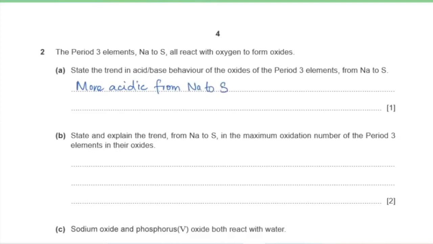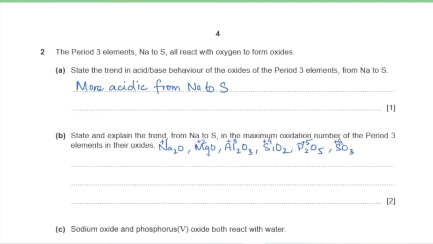Part B, state and explain the trend from sodium to sulfur in the maximum oxidation number of period 3 elements and their oxides. Sodium oxide is Na2O, MgO is magnesium oxide, then aluminium oxide, then silicon dioxide, then phosphorus 5 oxide, and sulfur trioxide. Now you'll notice that oxidation state of period 3 elements will increase across the period. Na over here has an oxidation state of +1, Mg has +2, Al has +3, silicon has +4, phosphorus in phosphorus 5 oxide is +5, and S has an oxidation state of +6.